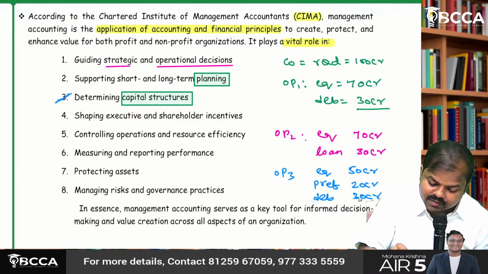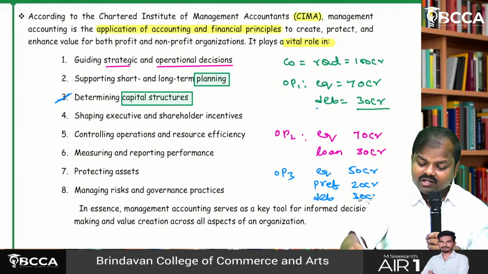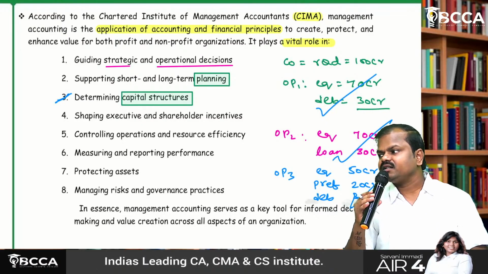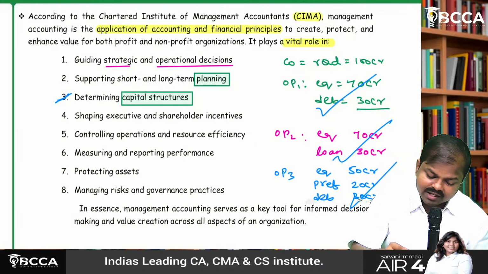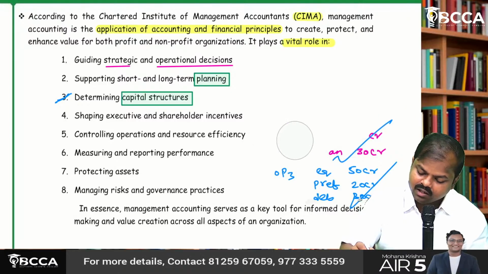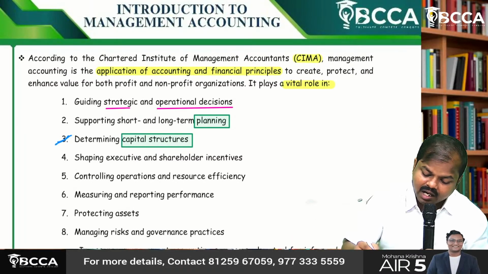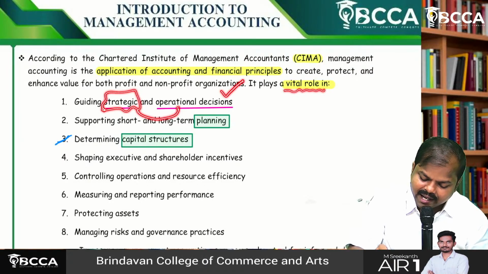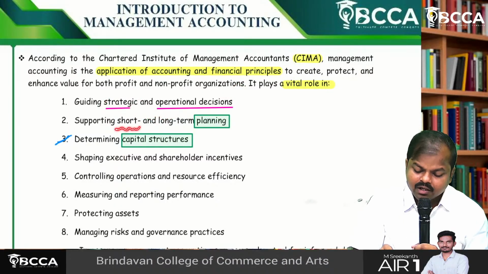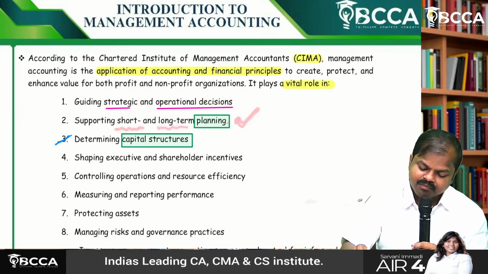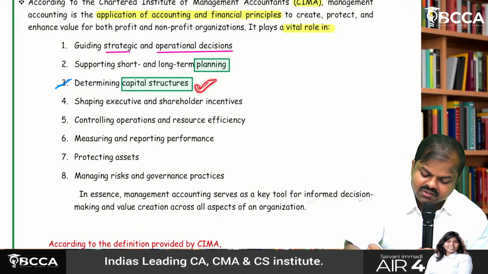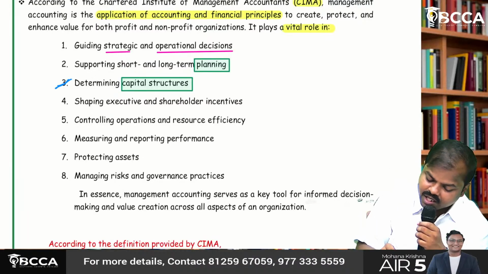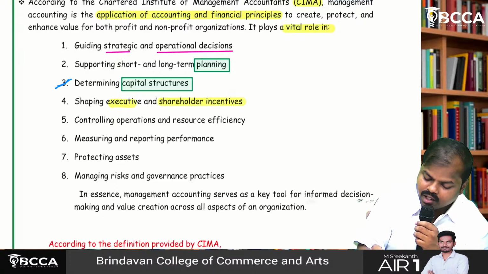That is the role of management accounting, to determine which capital structure is better. According to CIMA, the management accountant has a role in guiding strategy decisions, guiding operational decisions, and supporting short-term and long-term planning. Next, determining what? Capital structure. Next, shaping executive and shareholder incentive.